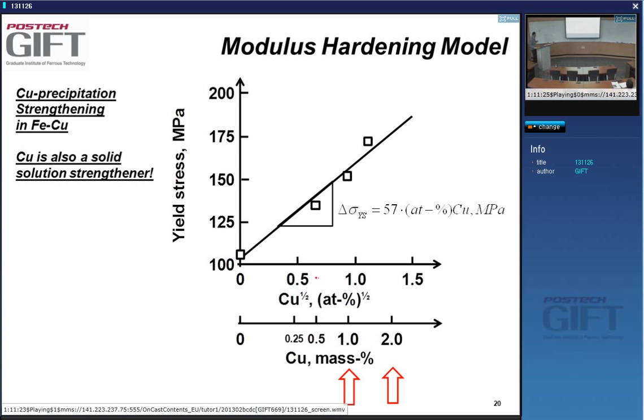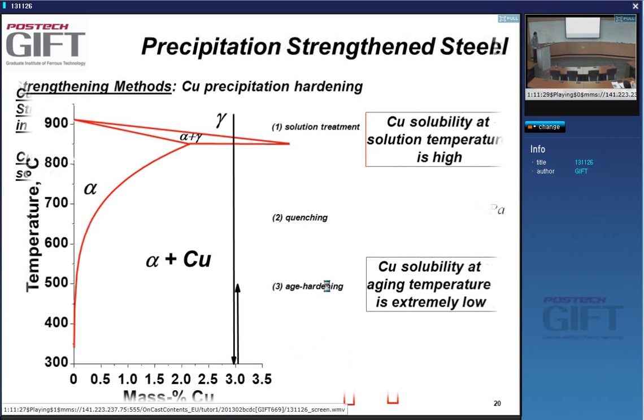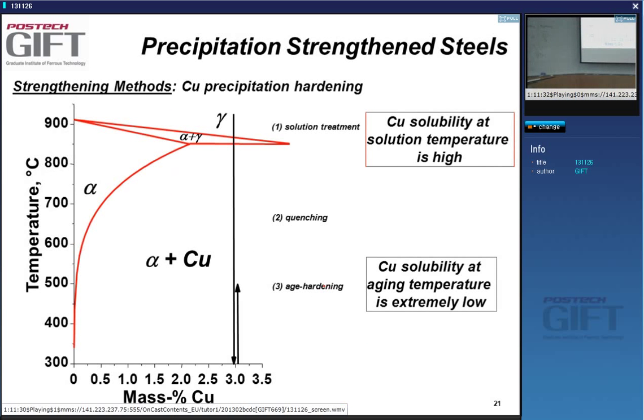So let's have a look at the data. First of all, how do you do this in practice? Well, the principle is simple. This is the iron copper phase diagram, the iron-rich part of it. Here we have a few percent, going up to 3.5 mass percent of copper. So let's say we have 3% of copper. The first step is we solution treat the alloy. In this case, it means just going to the gamma phase region, where the solubility at the solution temperature is high. So all the copper is in solution.